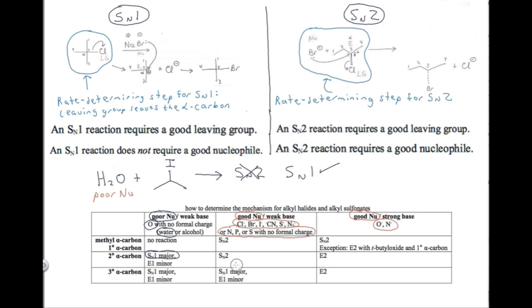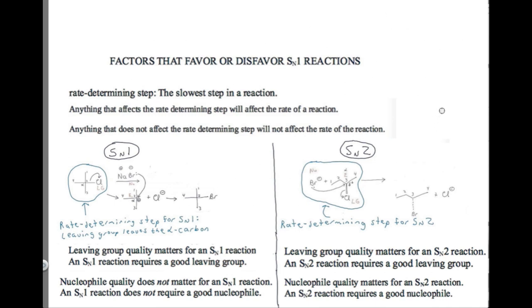There is a case where you could get an SN1 reaction with a good nucleophile. So it's not enough just to learn these rules. You also really do have to memorize the table. Let's add a little bit more information to our summary here.